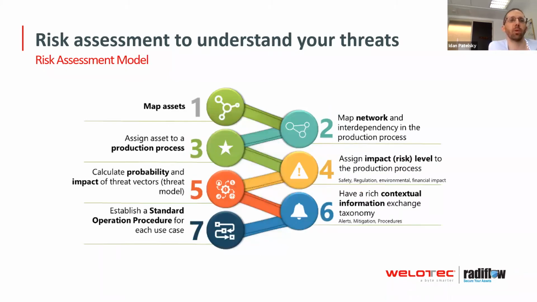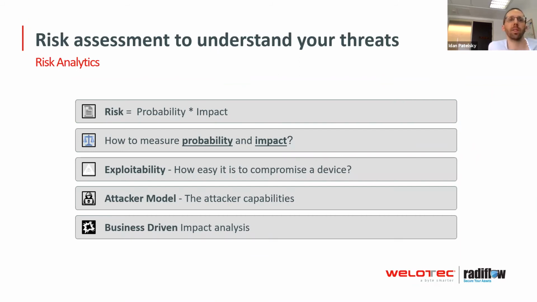So the first thing you need to do is to build a model, but not just a generic risk model, but really a model which is adequate with the OT networks and substations, meaning such a model which takes into consideration your assets, your business process, which assigns the relevant risk level and probability of the attack story, and has some rich contextual data and establishes a SOP, standard of operation, which is suited to your OT networks. So once we have our model, we can discuss the risk analytics.